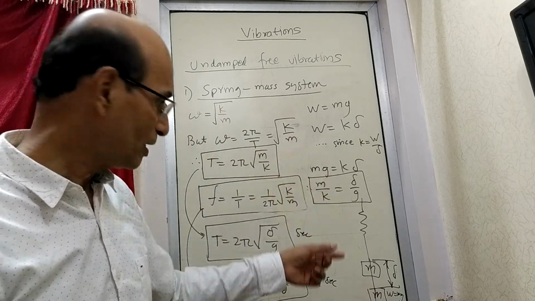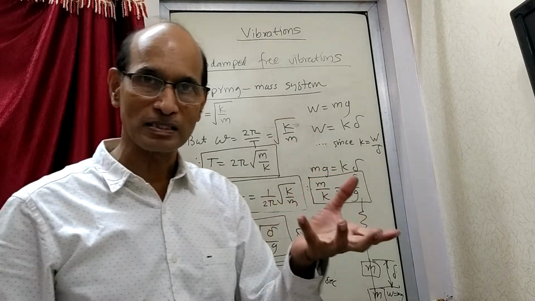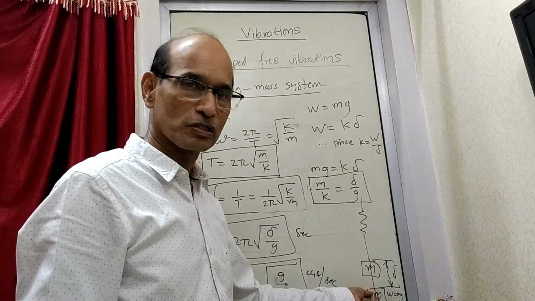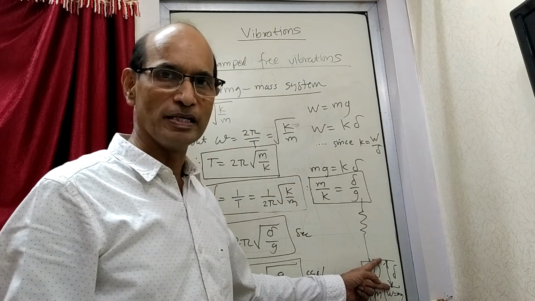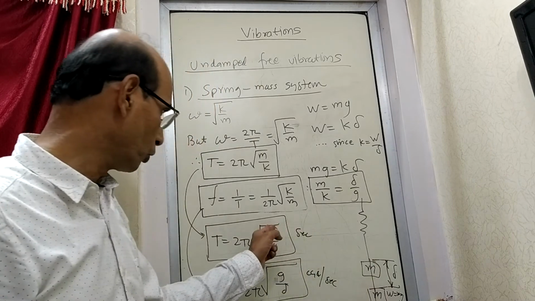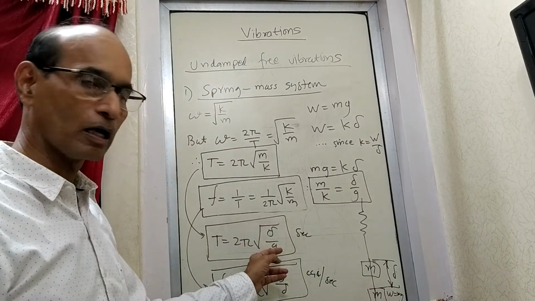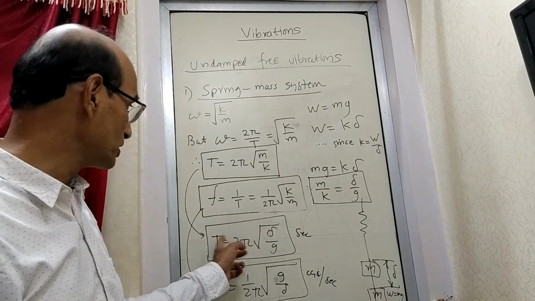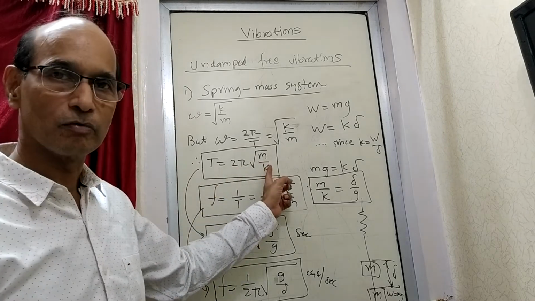What is very easy? Attach the mass. You don't know how much is the mass. Just attach the mass. Let the spring be stretched. You measure the displacement, which is very easy to measure, how much it is displaced. Once you know the displacement, put that displacement here. Other things are known, and you can find out the periodic time. So that's why this equation is easier to use than this equation.